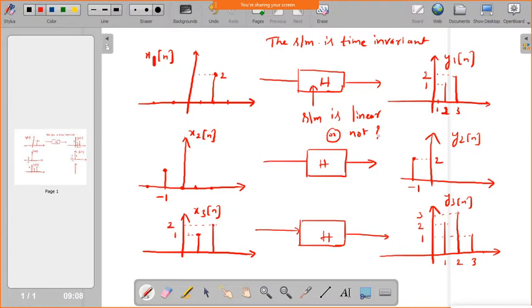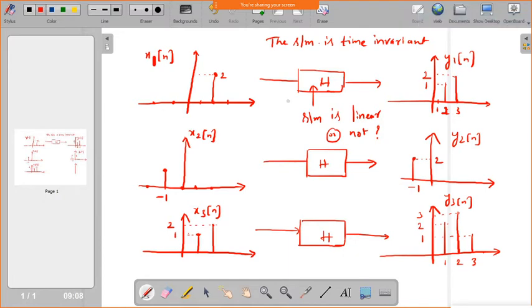What does the linearity property say? The system should possess the additive property as well as homogeneity. You need to check both, or if you find that one property is satisfied, you can check the other, or directly check the superposition property. Now we will check one by one, then decide whether the system is linear or not.